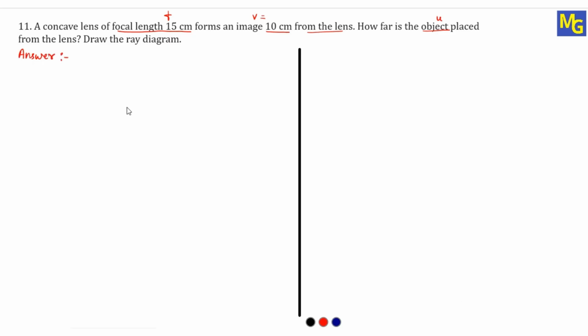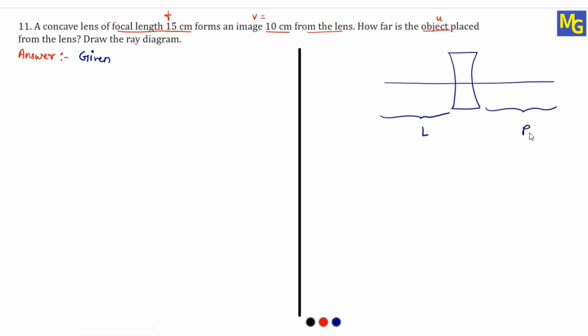And now, as I told, first we have to write what all given values we have. So I'll write here, given. See here, we have focal length. So here our lens is concave, so it will look like this. This is the principal axis. This side is called the left side. This side is called the right side. Left side, all the values will be negative. Right side, all the values will be positive.